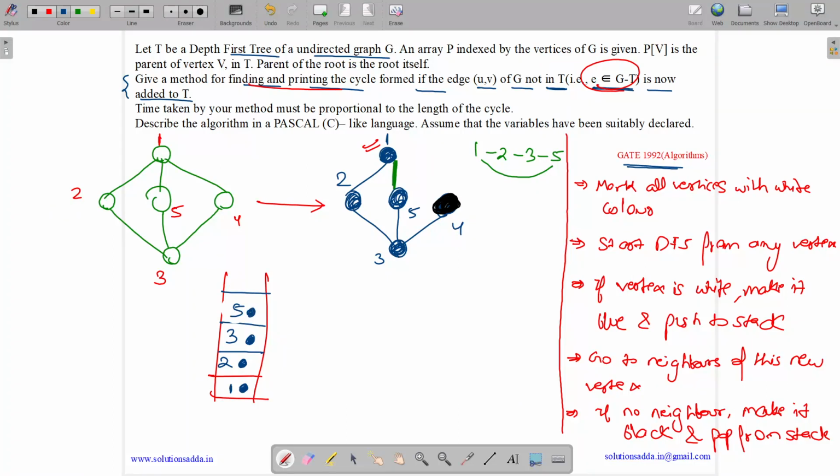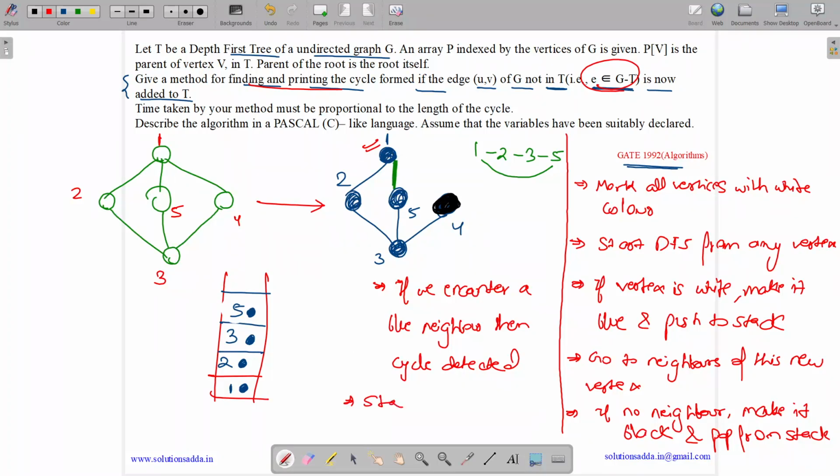Okay, now any other neighbor it has? Yes. Now there is another condition. If we encounter a blue neighbor, then a cycle is detected. What does this blue mean? Blue means it has already been visited, which means we have come back from another part to the same vertex. So 1 is already visited, which means a cycle is detected.